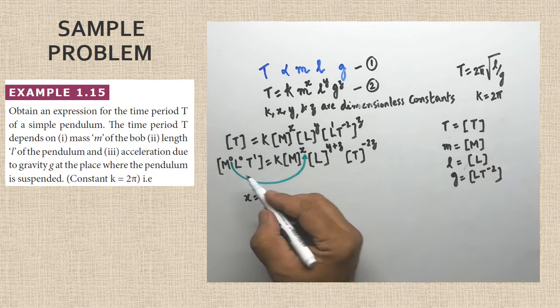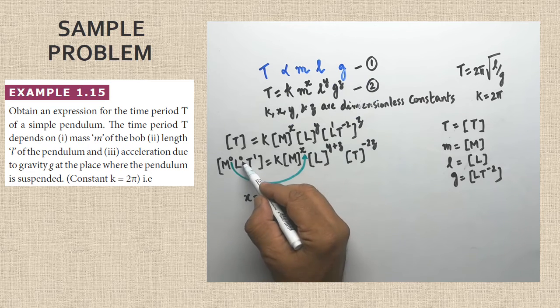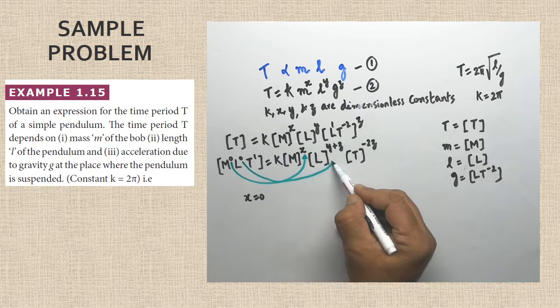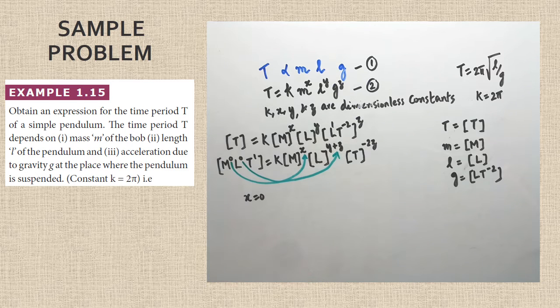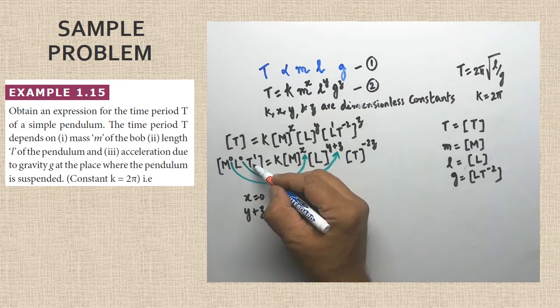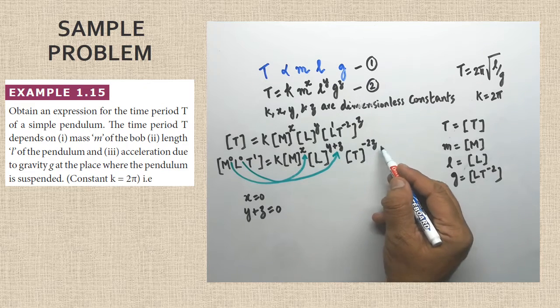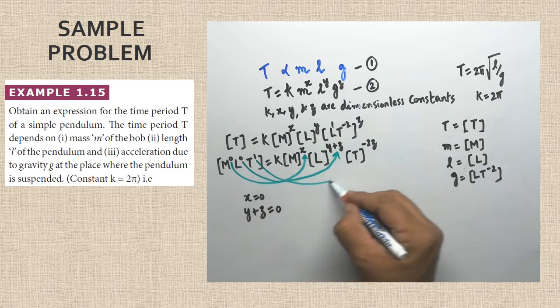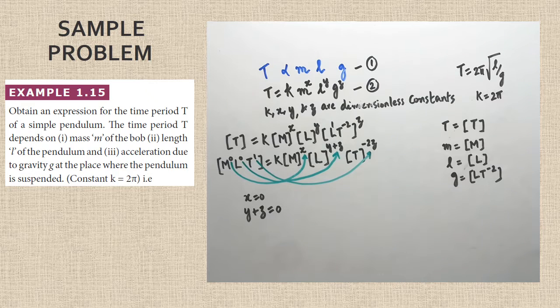Now I am going to equate the powers of L. 0. This to be equated with Y plus Z. Are you clear? So how will you write? The next equation can be written. Y plus Z is equal to 0. Are you clear? Here T power of 1 is there, here T power of minus 2Z is there. Equate them. Just we are comparing. The third equation can be written as minus 2Z is equal to 1.